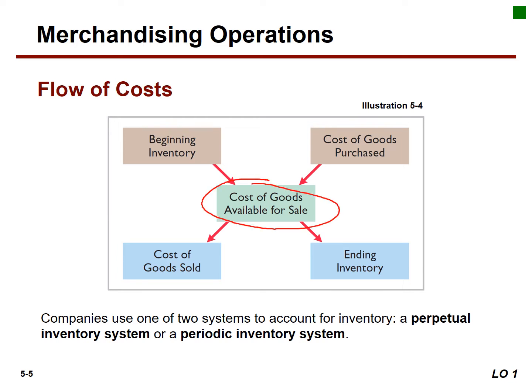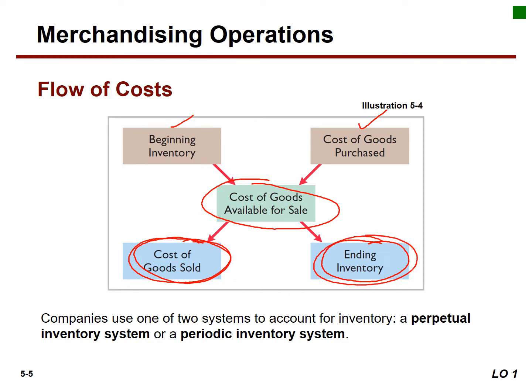One of 2 things can happen to this inventory. We can either sell it or not sell it. If we sell it, those costs are going to go to cost of goods sold. If we don't sell the merchandise inventory, we are still going to have it, and that cost is going to be in our ending inventory. So again, we take what we start off with, add what we buy, and we either sell it or we don't sell it.